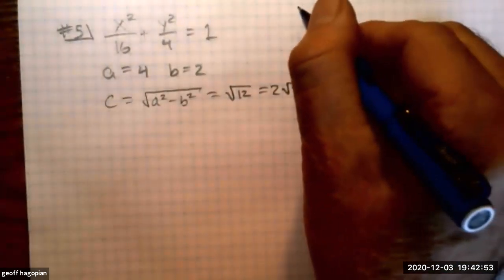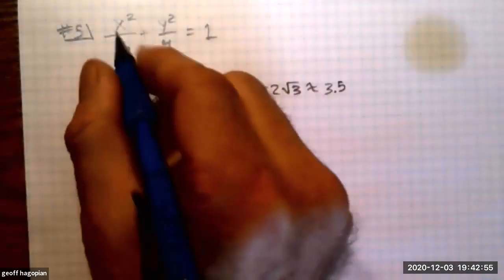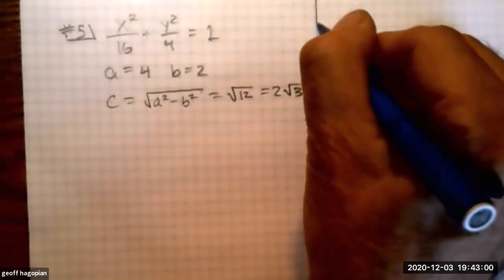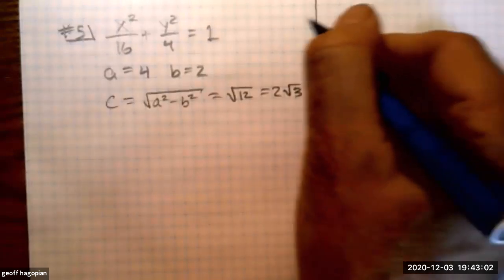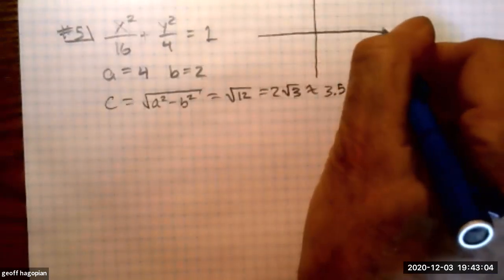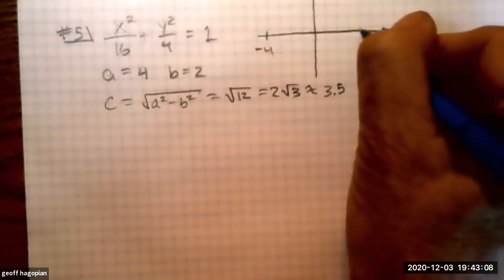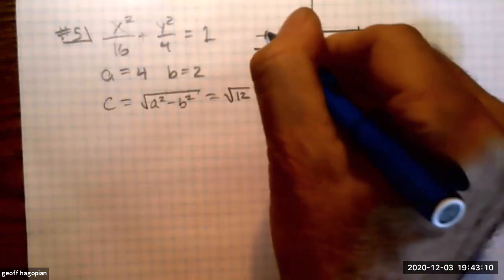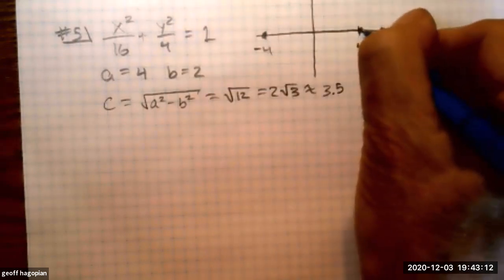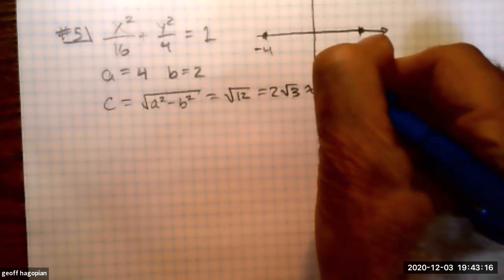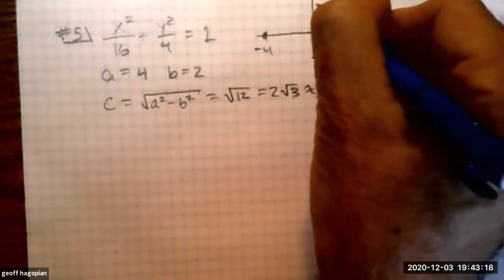And so what does a graph of that look like? Well, the major axis is horizontal, and it goes from -4 to 4, right? So here's 1, 2, 3, 4. Here's -4. Here's 4. And those are the x-intercepts. The minor axis is vertical. It goes from -2 to 2.